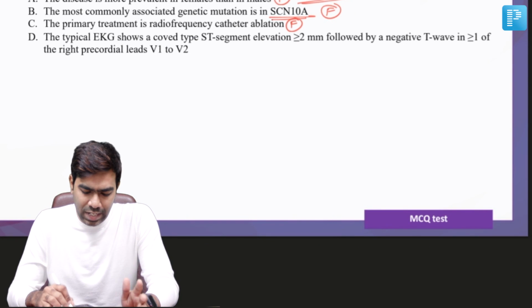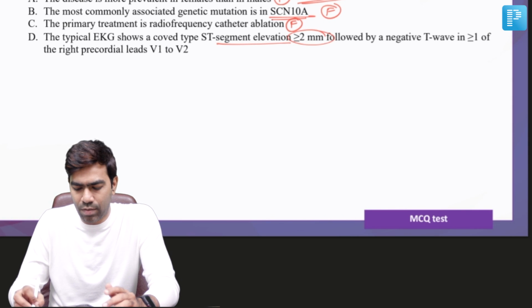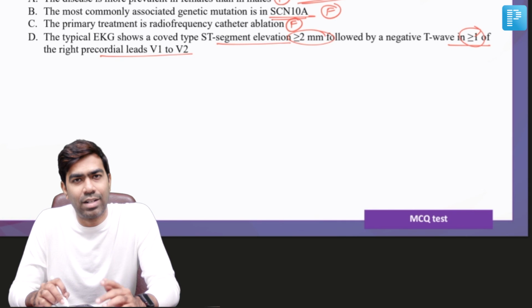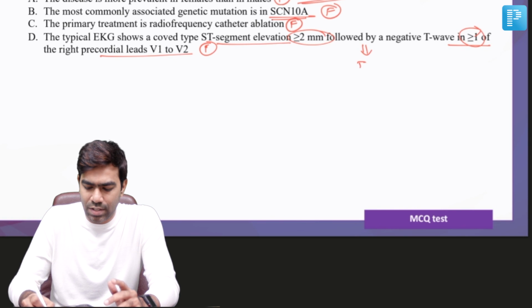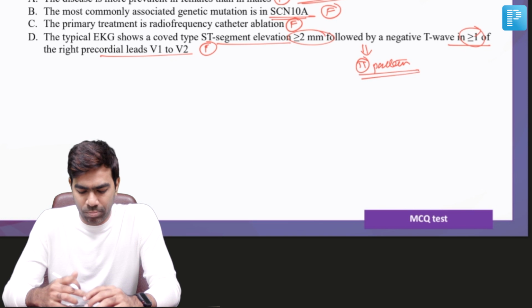And the typical EKG shows a coved type ST segment elevation of more than or equal to 2 mm, followed by a negative T wave of more than or equal to 1 mm in the right precordial leads, that is V1 and V2. This is absolutely a true statement. And in fact, what they have given is the diagnostic criteria for a type 1 Brugada pattern, which is the most common pattern, to be honest.